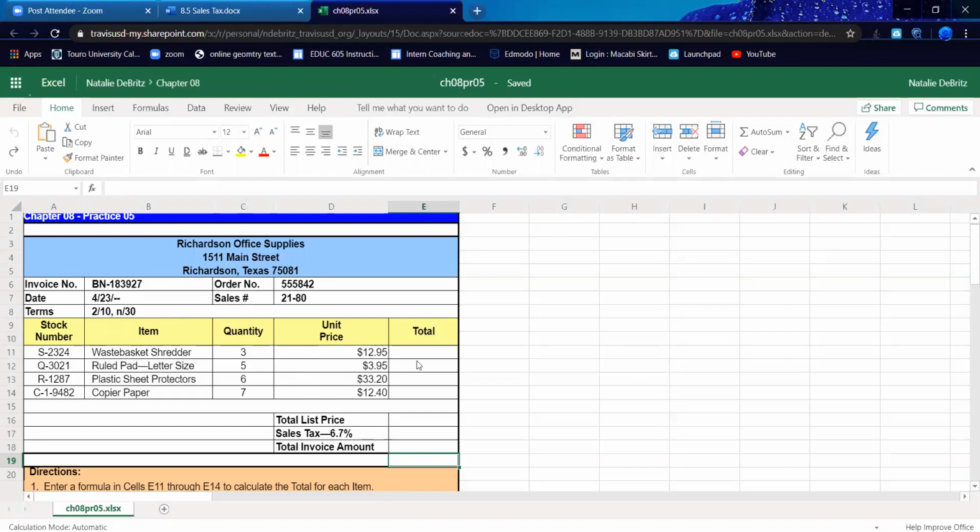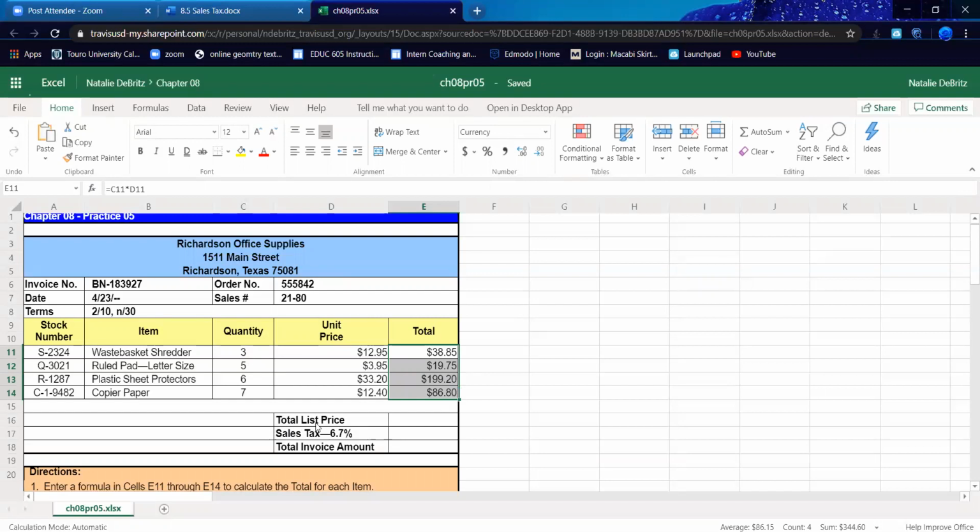So the first thing I need to do is figure out what my invoice is. To find out my amount, I'm going to hit equals, right? And we're using formulas in here, so make sure you put formulas in and not just the answers. I'm multiplying the quantity times the unit price. That will give me the amount that I'm paying for the wastebasket shredder, and then I'm going to drag that down. That's going to fill in all of those.